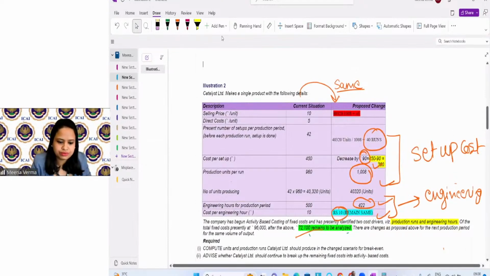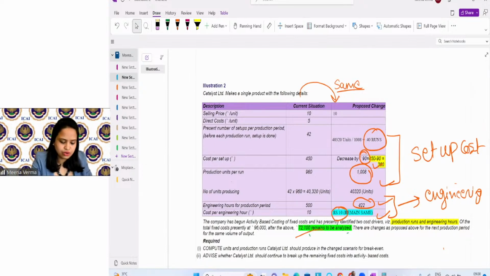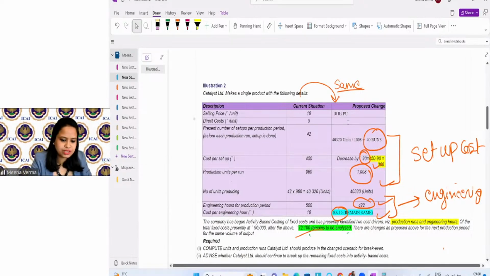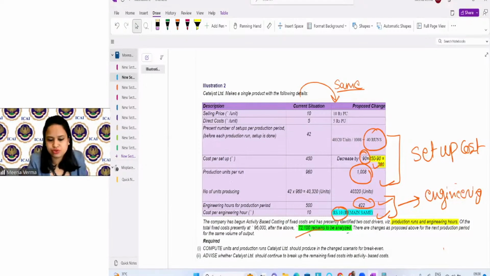Give me 1 minute. So the selling price per unit will remain the same, 10 rupees per unit. And the variable cost will remain the same, 5 rupees per unit. If you subtract them, you will get what? The contribution. So this is given, right? We have this information, and this will help you find out the contribution per unit.